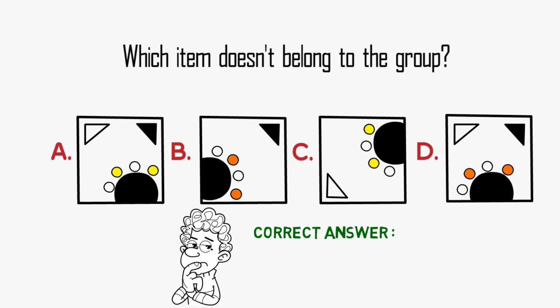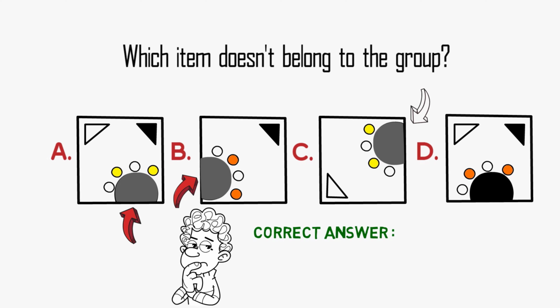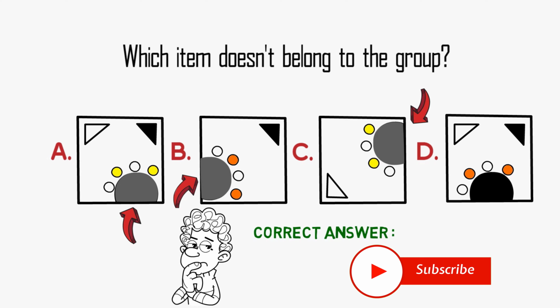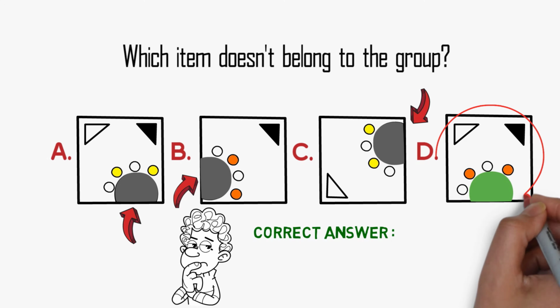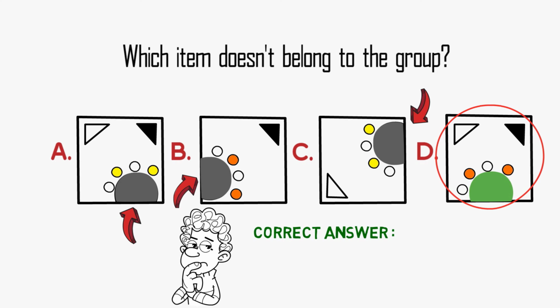But there is no pattern here. The pattern is actually defined by the half circle. And as you can see, all half circles are attached to the corners of the square. You see this in the shapes A, B, and C. But in shape D, the half circle is placed in a different location. It is in the bottom middle of the square. This is why the item that doesn't belong to the group is the choice D. So the correct answer here is choice D.